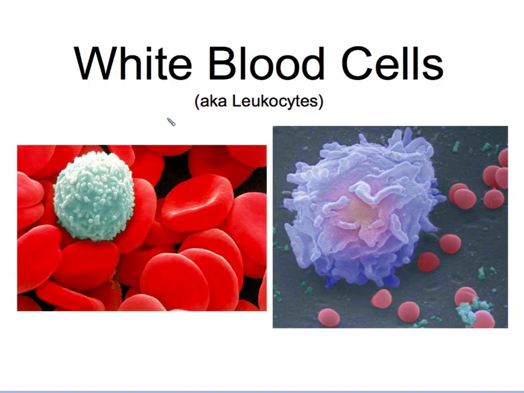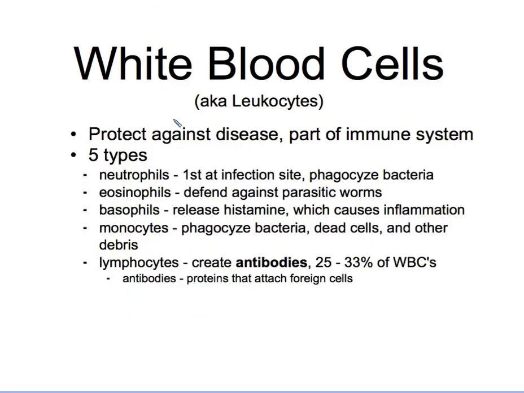First we have white blood cells. It's important that you know white blood cells are called leukocytes. Remember, red blood cells are erythrocytes, white blood cells are leukocytes. Leukemia is a white blood cell disorder. Some things that white blood cells do: one, they protect against disease, and these are part of the immune system.